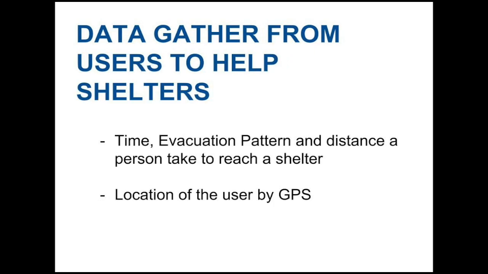By using GPS, we can determine the distance between you and the shelter. And lastly, we have the data that's gathered from users to helpers, to shelters. By getting the data of the user's time, evacuation pattern, and the distance a person takes to reach a shelter, we can actually triangulate the evacuation pattern before it reaches the shelter, and that can help us determine better means and methods of improving evacuation. This is going to be gathered through the location of the user by GPS.